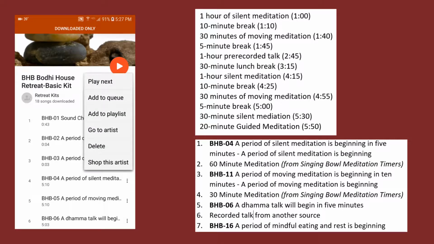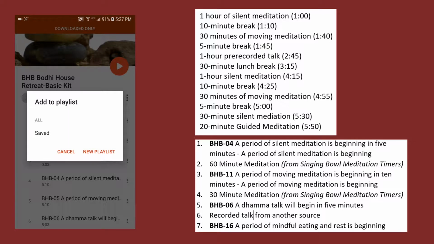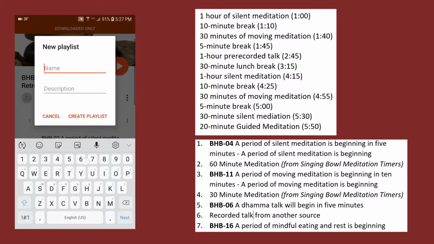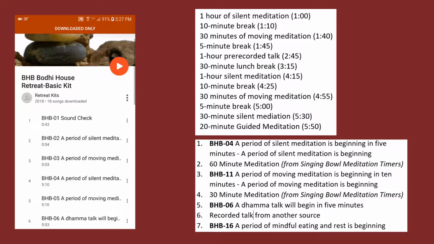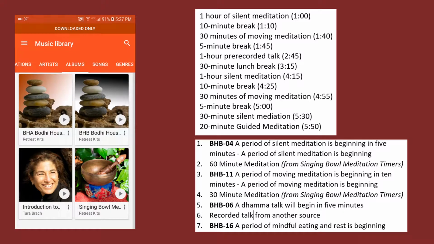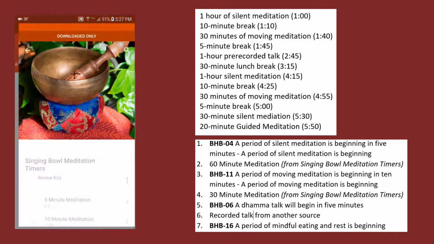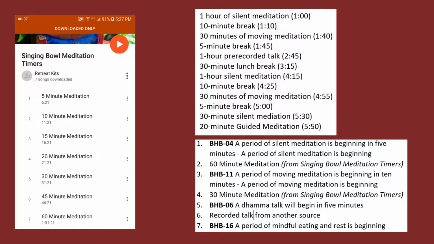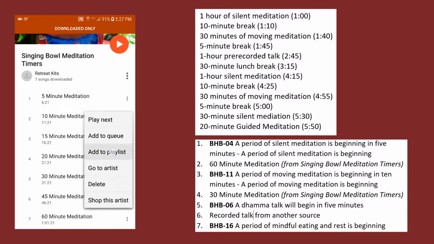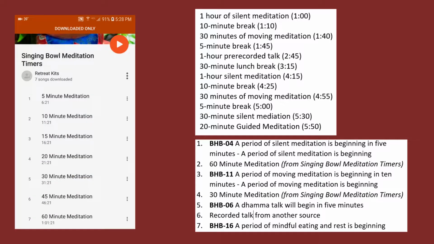We click on the three dots and we say Add to Playlist. We create a new playlist, and we're going to call it 6 Hour, because this is intended to be a 6-hour retreat. Next we check and we see that we need 60 minutes of meditation from the Singing Bowl meditation timers. So we go back, go into Singing Bowl meditation timers, down to 60 minutes, add to a playlist, select 6 Hour, and we're done.